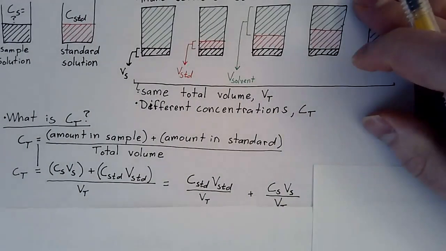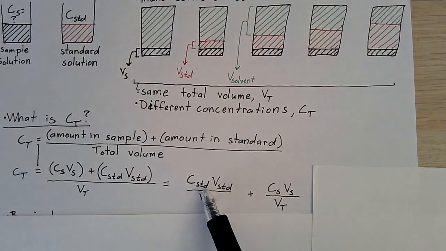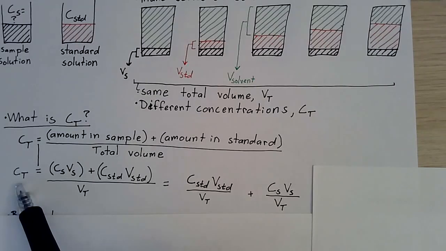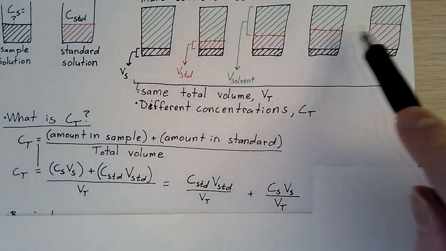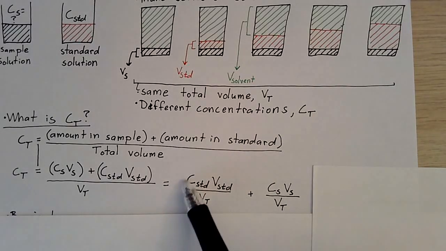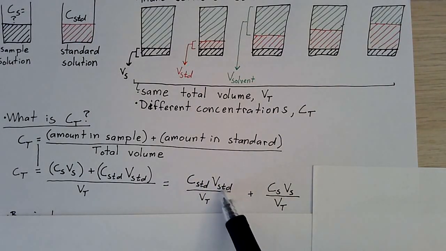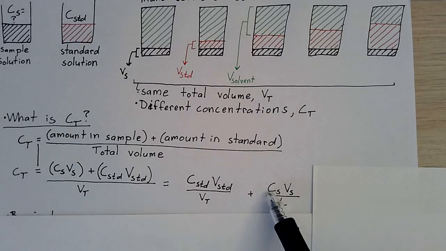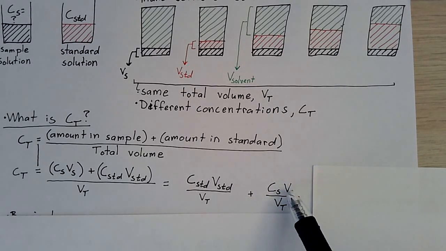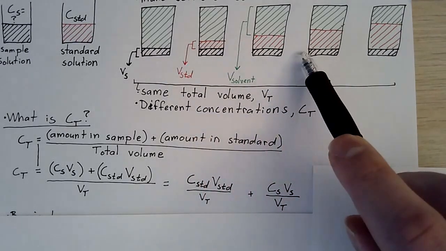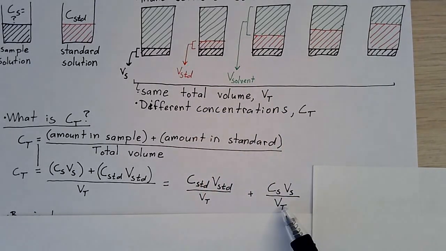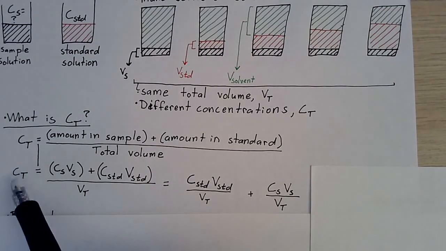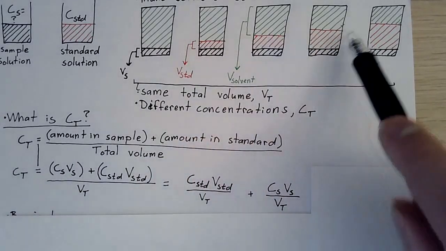If we rearrange this slightly, we have that the total concentration, CT, in any one of our containers will be equal to the concentration of the standard times the volume of standard added to that container divided by the total volume, plus the concentration of the solution, this is the quantity we want to know, times the volume of sample solution added to each one of these containers divided by the total volume. Okay? And that will be the total concentration of the solute that is in any one of those.